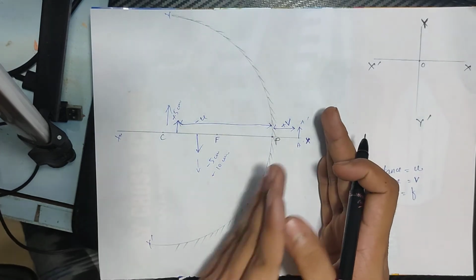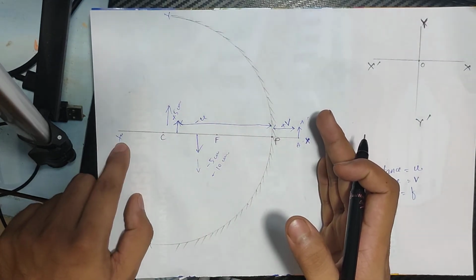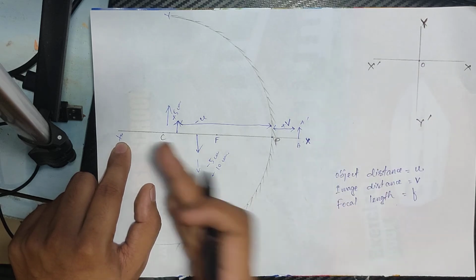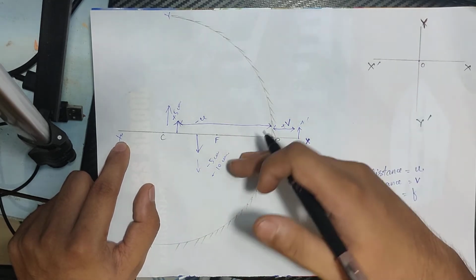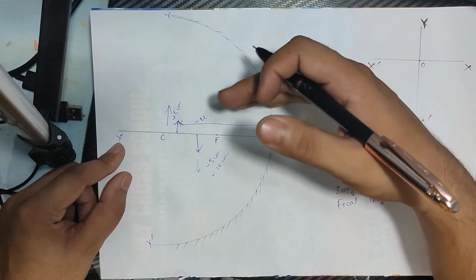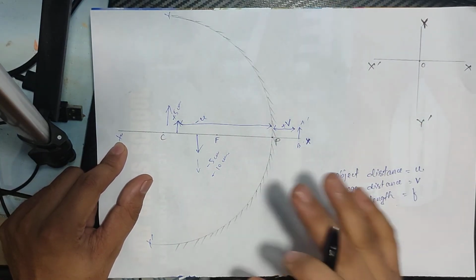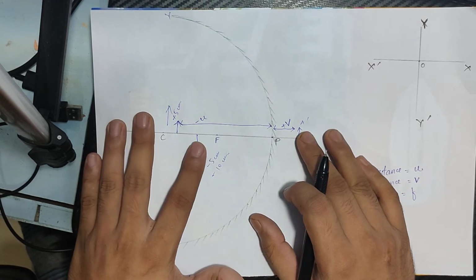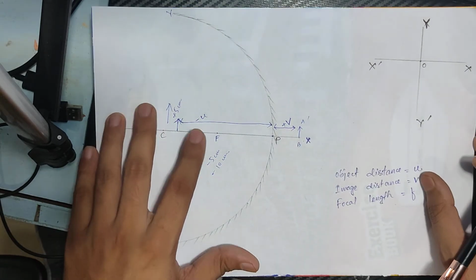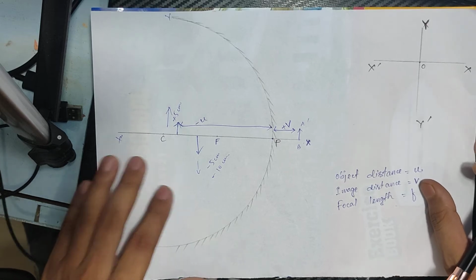In the concave mirror, anything towards x dash will be negative, towards x it will be positive, towards y it will be positive, and towards y dash it will be negative. So I hope it is clear. If you have any confusion, you can ask me, or you can rewatch the video to clear your doubts.